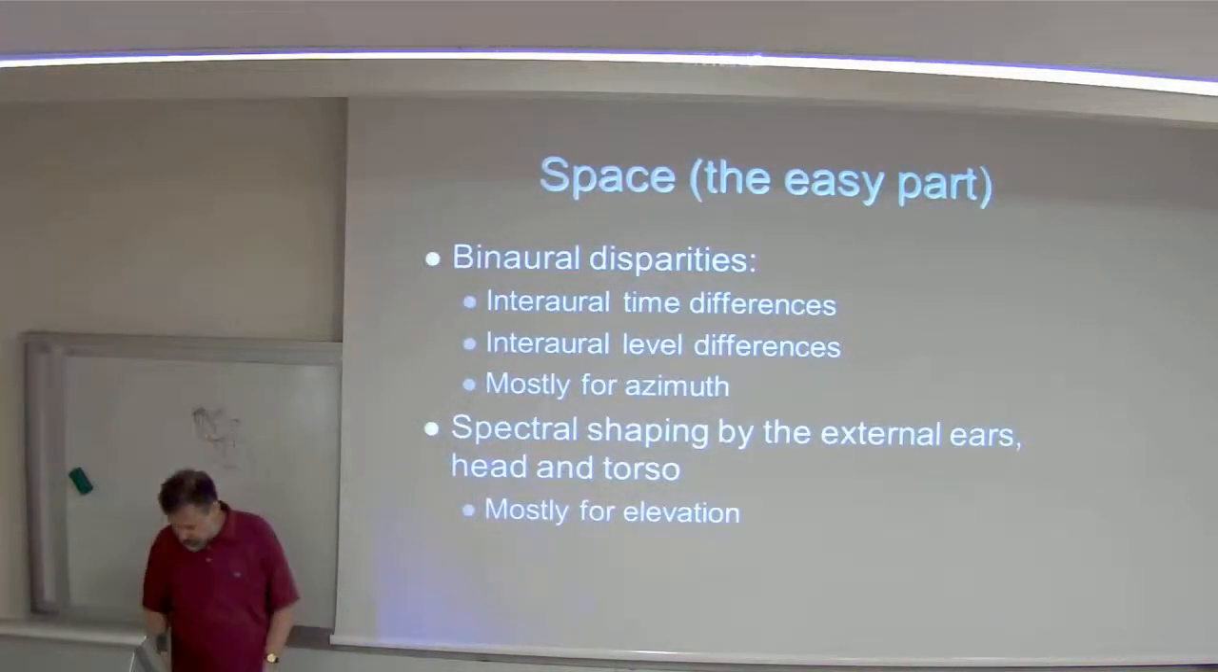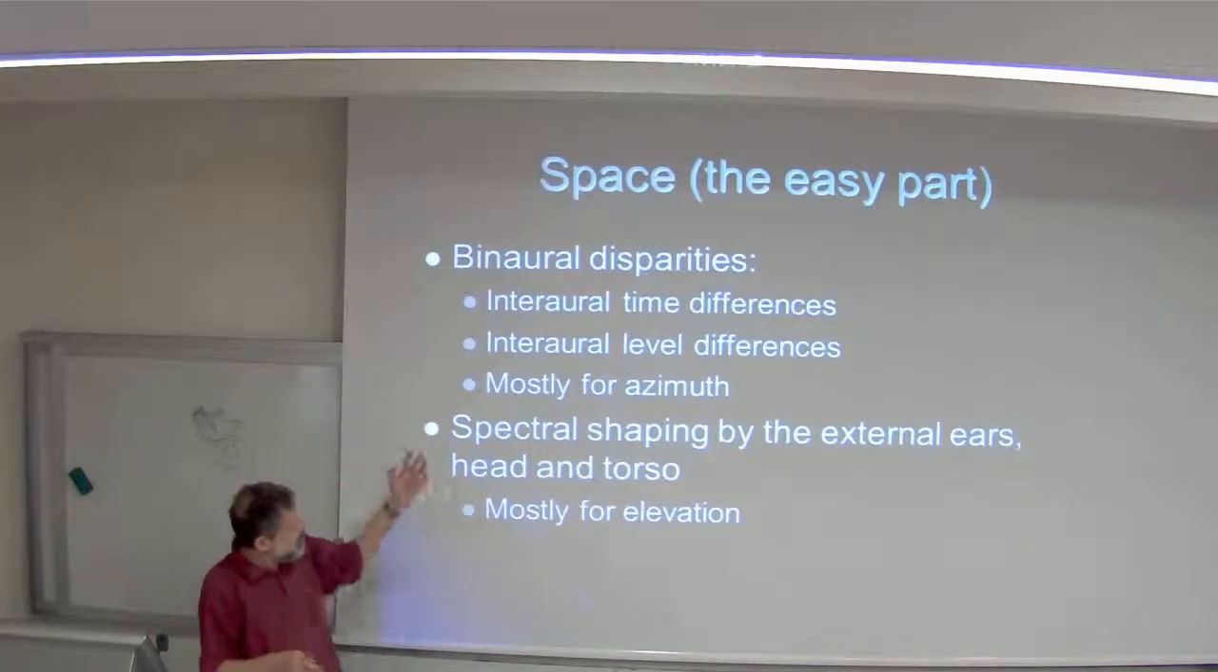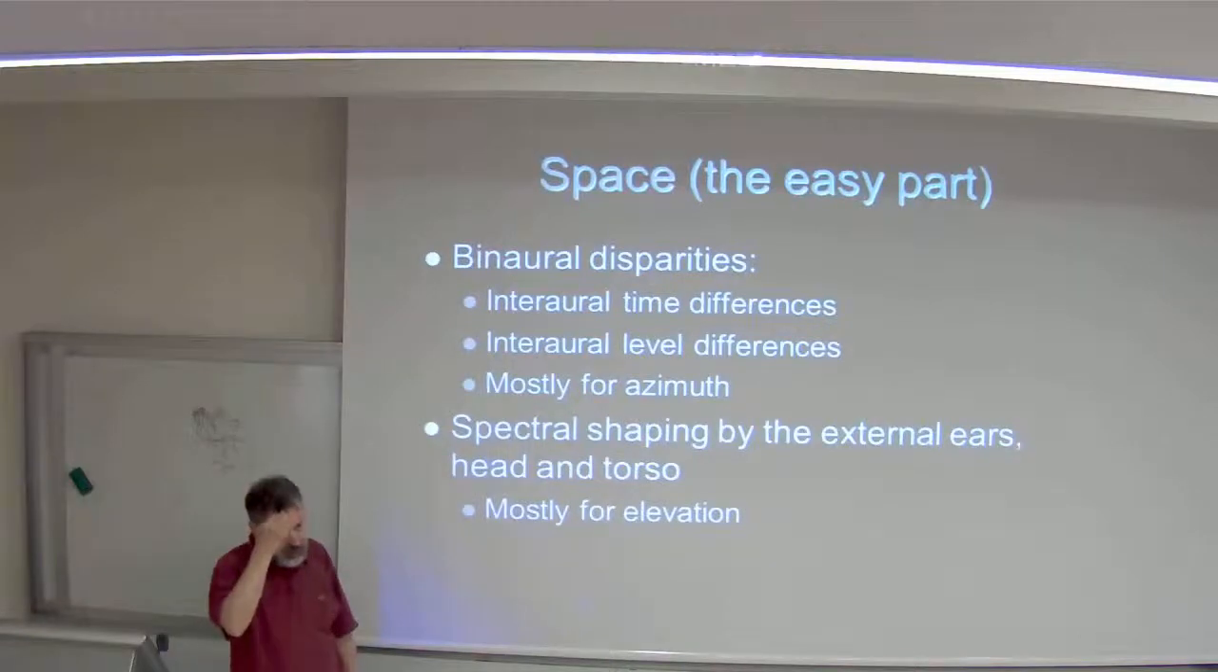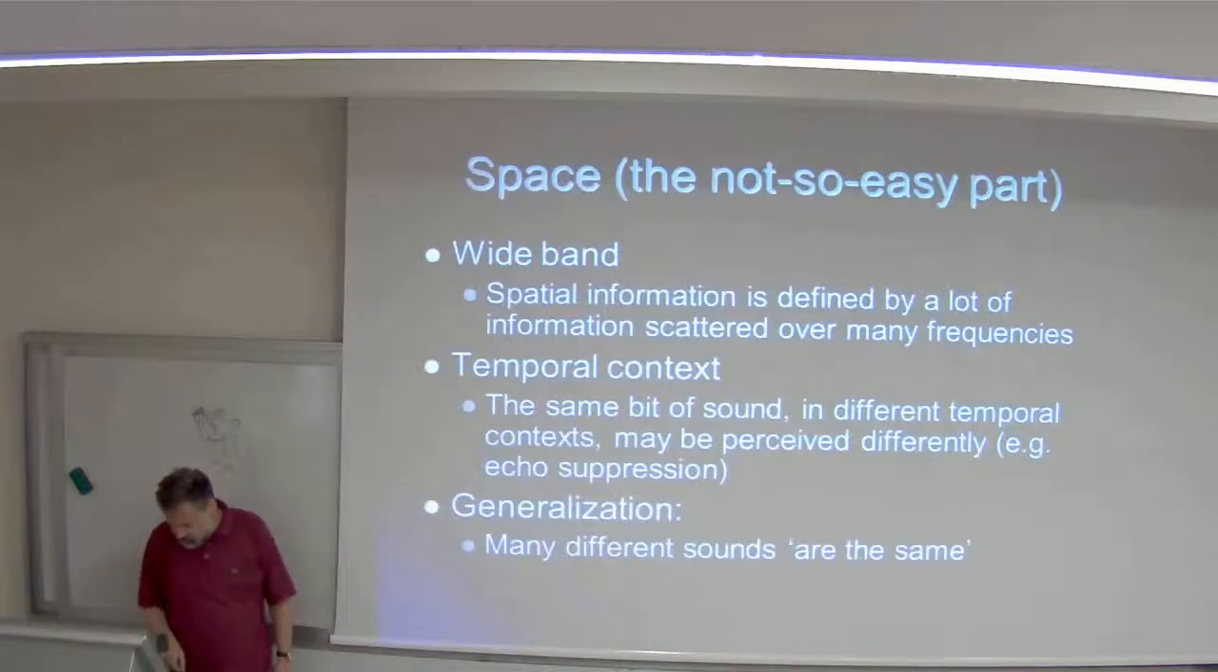So here's space. We talked about space. We said we do space by interaural time differences and interaural level differences. And then I told you a few words about spectral shaping by the external ear. And again, this would imply that putting a pair of microphones on a robot and calculating these things, you will get the direction of a sound source. Should be easy. Turns out that it's not.